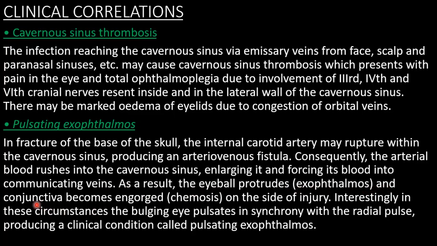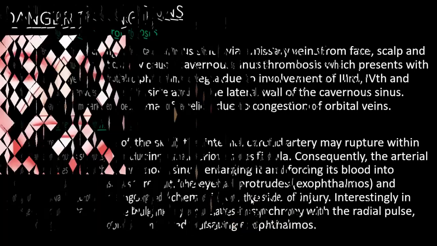As a result, the eyeball will protrude, exophthalmos, and the conjunctiva becomes engorged, what is known as chemosis, on that side of injury. So if it is the right, the ipsilateral side is the one which will be affected. Interestingly, in these circumstances, the bulging eye usually pulsates in synchrony with the radial pulse, producing a clinical condition known as pulsating exophthalmos. So let me show you this.